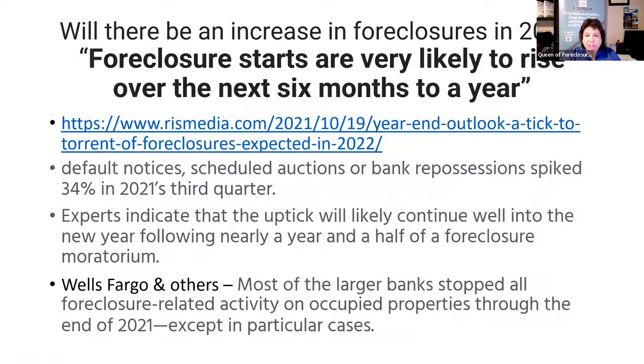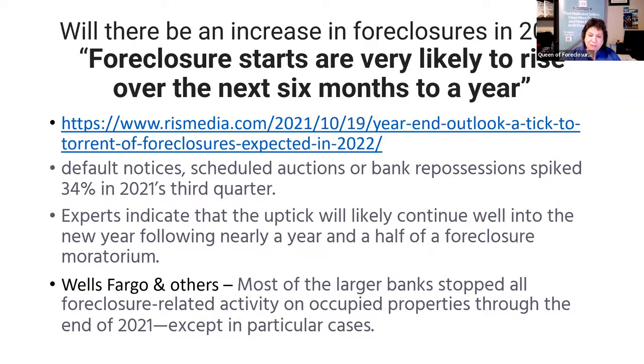What I want to talk about tonight, just going to give you an introduction. Everybody has their own opinion about this, but I personally believe that there will be an increase in foreclosures this year. The starts are very likely to rise in the next 6 months to a year. It's another question you could put into Google and look up: what's going to happen with foreclosures in 2022? And you could read more than you ever want to know. Default notices, scheduled auctions, bank repossessions: in the last quarter of 2021, they spiked 34%. The experts indicate that the uptick will likely continue this year.